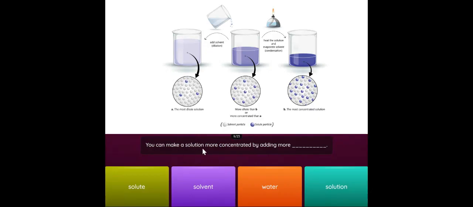All right, you can make a solution more concentrated. If you want it more concentrated, you want a lemonade mix to be stronger, then you need to put more solute in it. You need to put more powder. So once you put more of it in there, then it's going to be more concentrated.